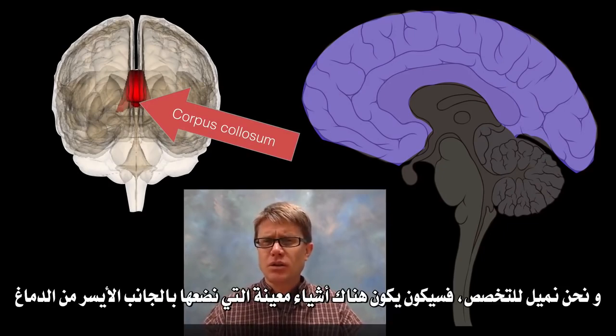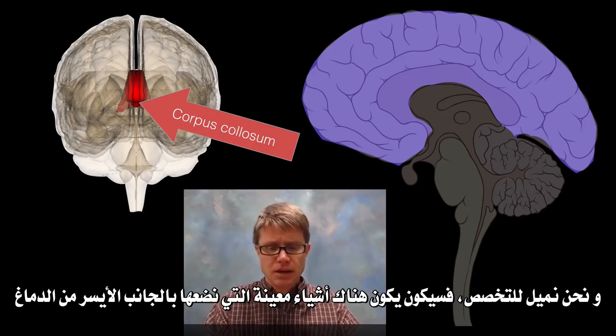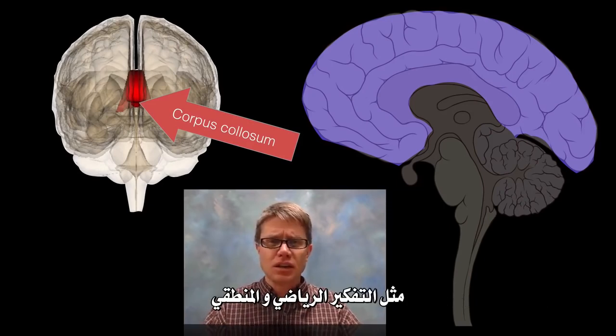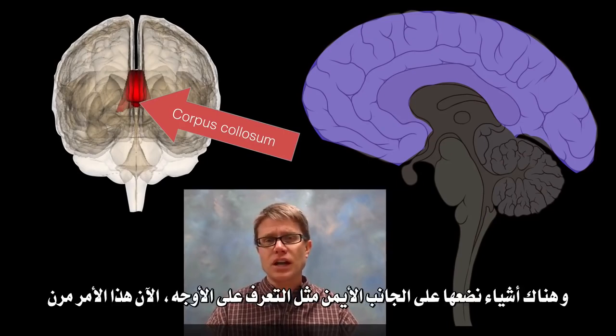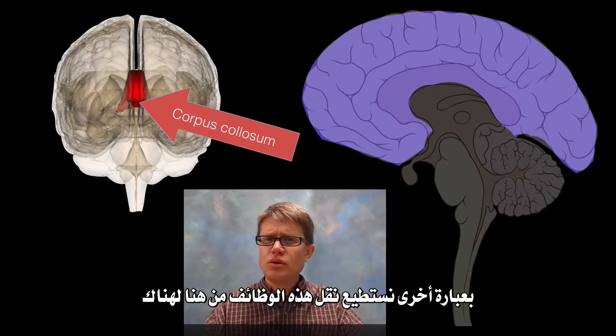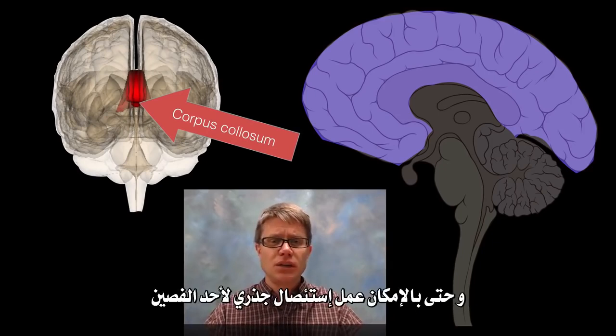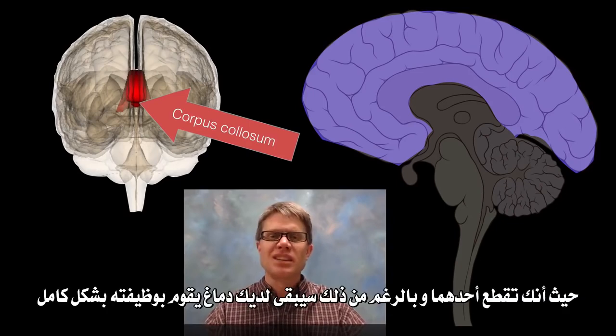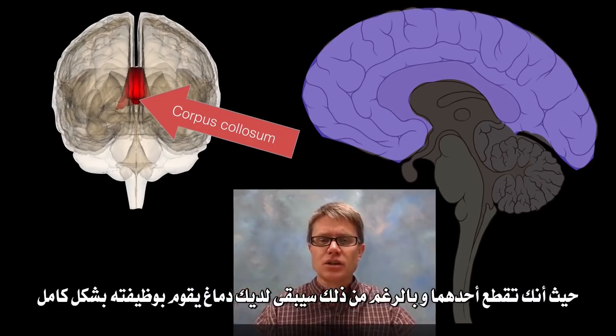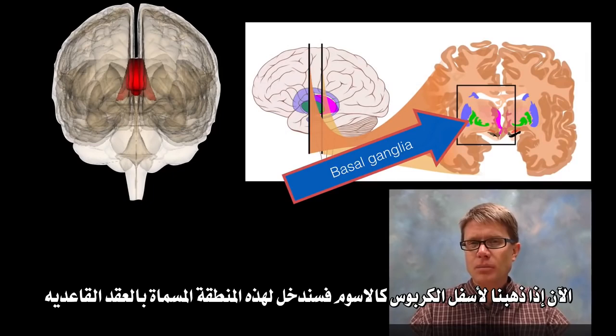And we do tend to show lateralization. There are going to be certain things that we put kind of on the left side of our brain, like mathematical reasoning and logic, and things that we put on the right side, like facial recognition. Now this is plastic. In other words, we can move these functions back and forth. And you can even have a radical hemispherectomy where you're cutting one of these out and you still have a functioning brain.